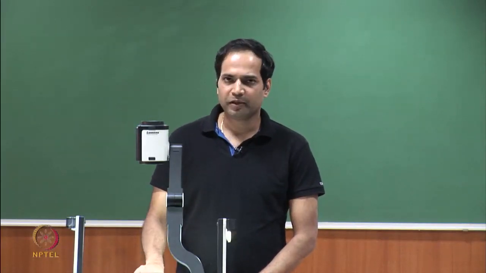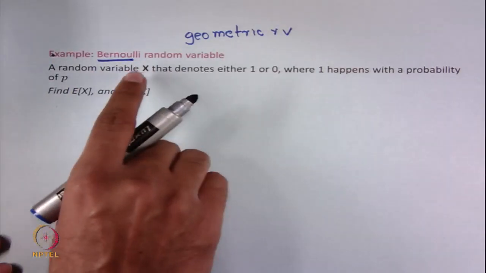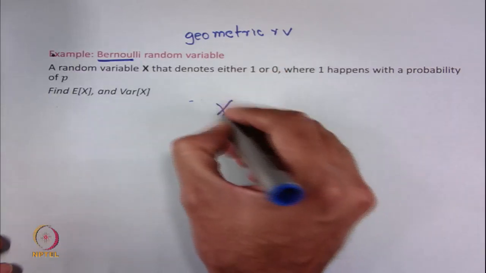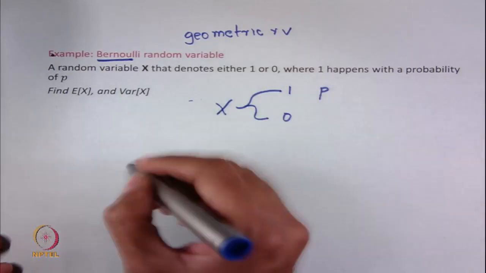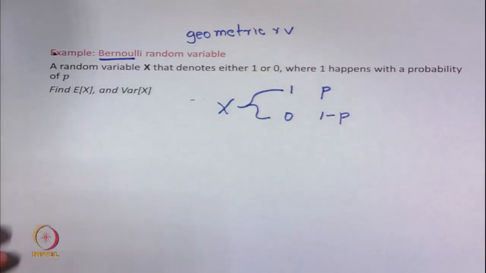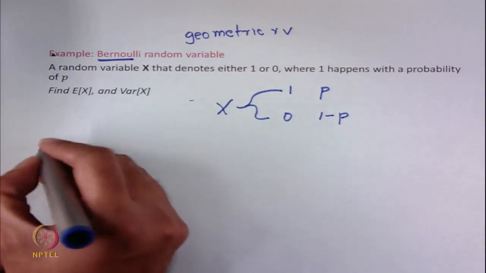So, let us not worry about that at this moment, let us just focus on this random variable, and let us say that this random variable takes two values 1 or 0. It takes a value 1 with a probability p. So, it will take a 0 with a probability 1 minus p, and the question is, what is the expected value of this random variable?